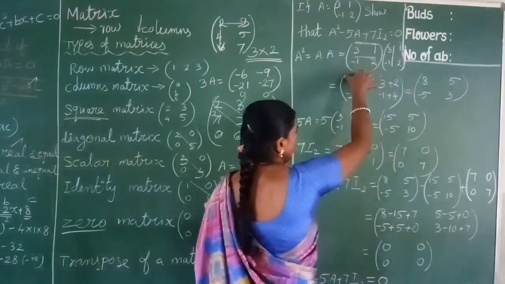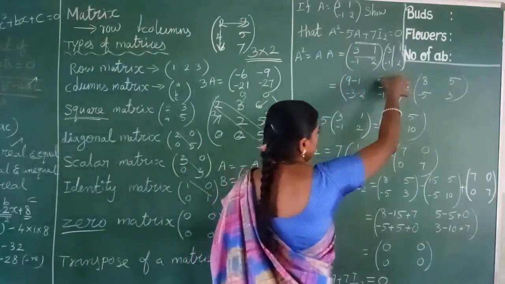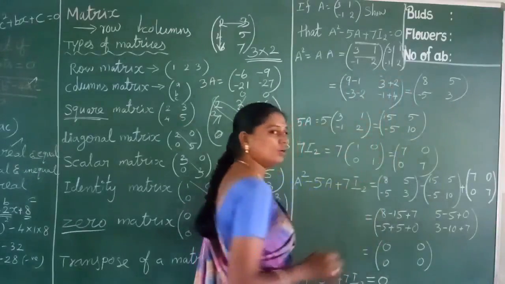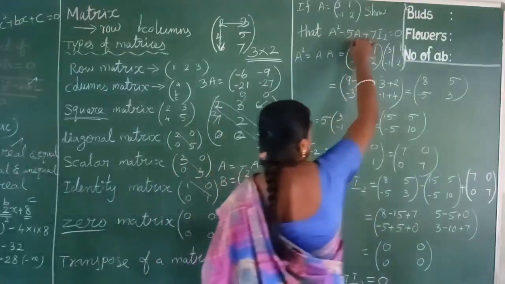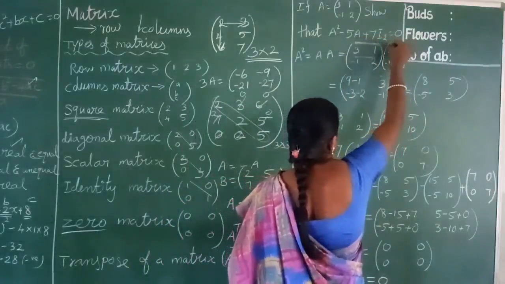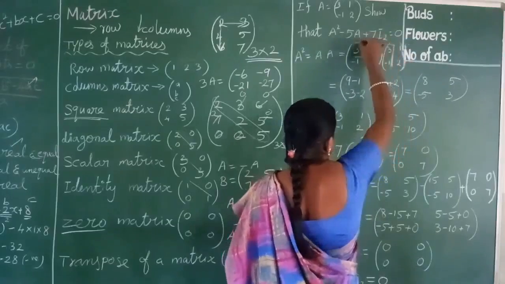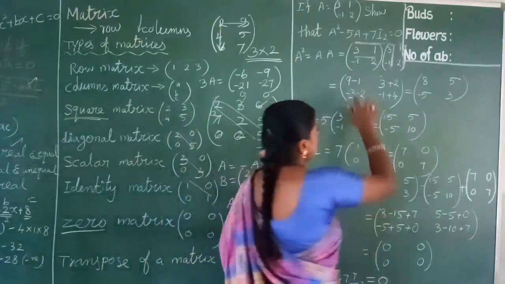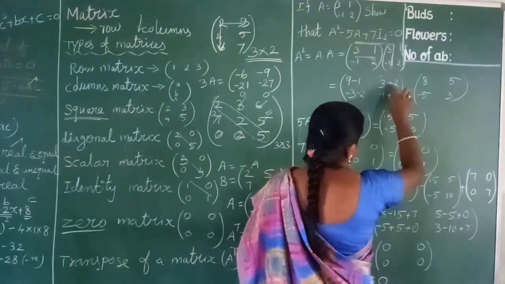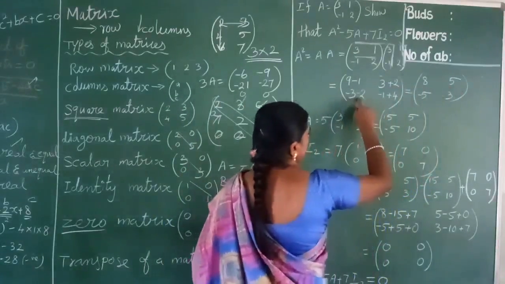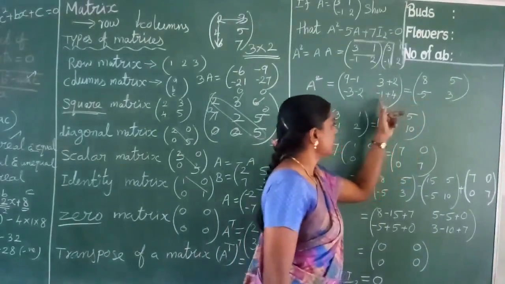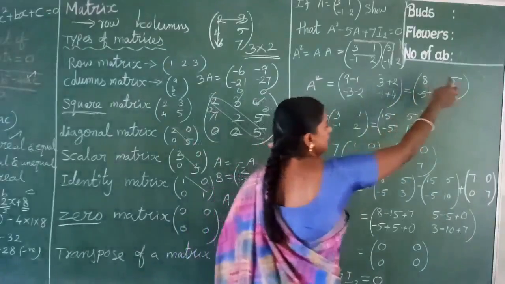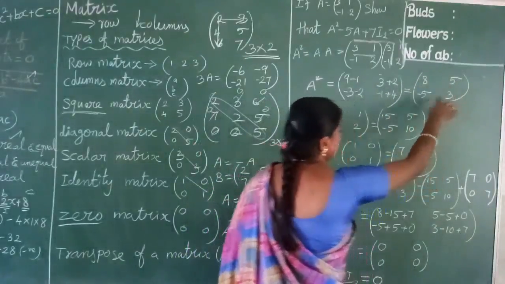This is the first row, first column position, this is the first row, second column, this is the second row, first column, and this is the second row, second column. The same way you take it, and you simplify. 9 minus 1 is 8, 3 plus 2 is 5, minus 3 minus 2 is minus 5, minus 1 plus 4 is 3. So A squared is [8, 5; -5, 3].